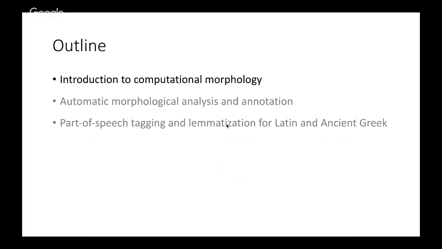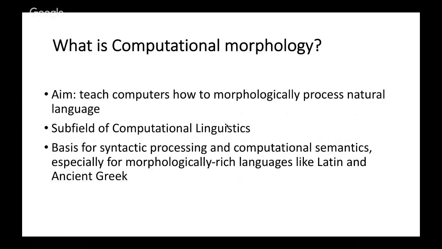So what is computational morphology? It's a subfield of computational linguistics, and it aims at teaching computers how to morphologically process natural languages. So the idea is that we have natural language data, and we want to be able to automatically analyze the morphology in particular. And this is an important step and the basis for further processing, for example, syntactic and semantic processing. And it's particularly important for morphologically rich languages like Latin and ancient Greek.